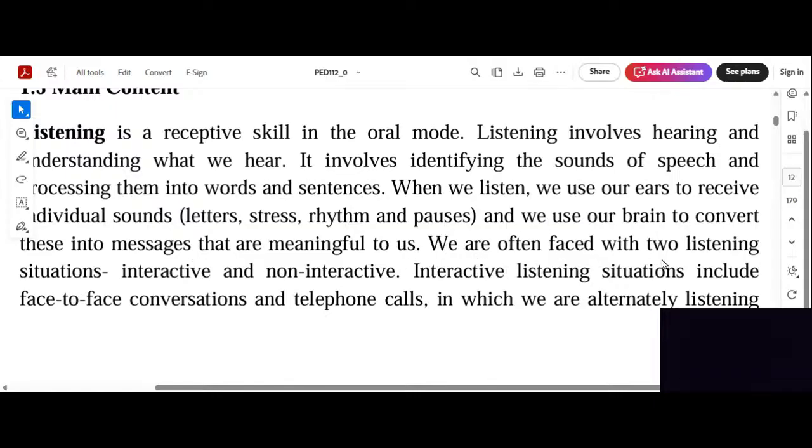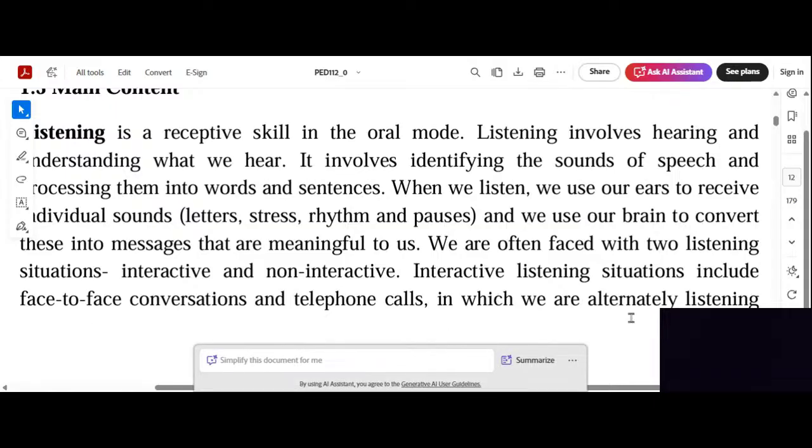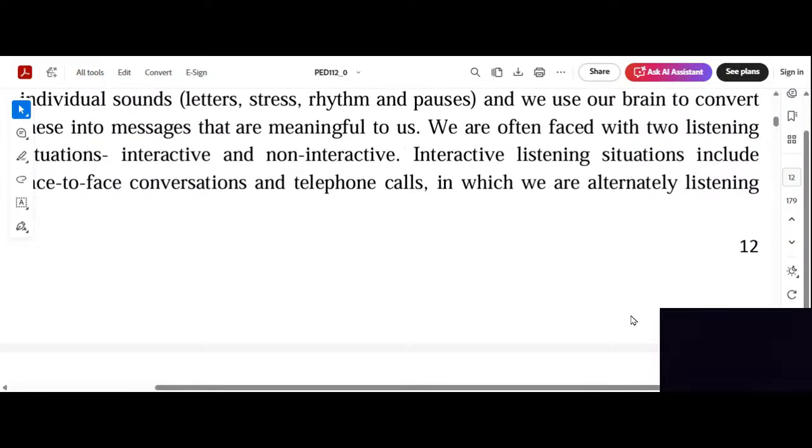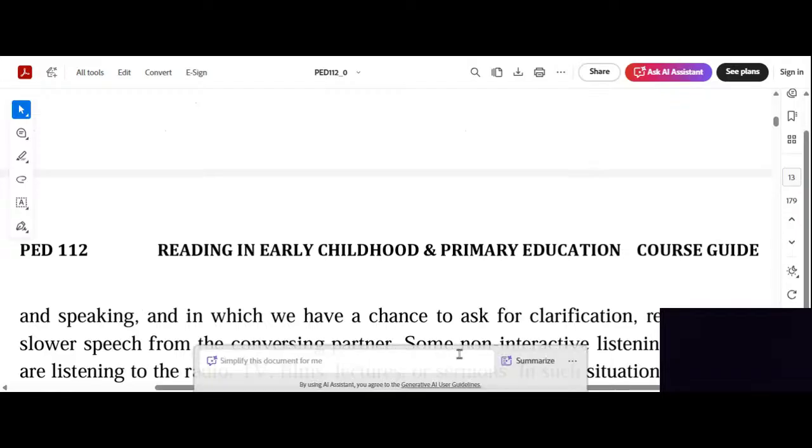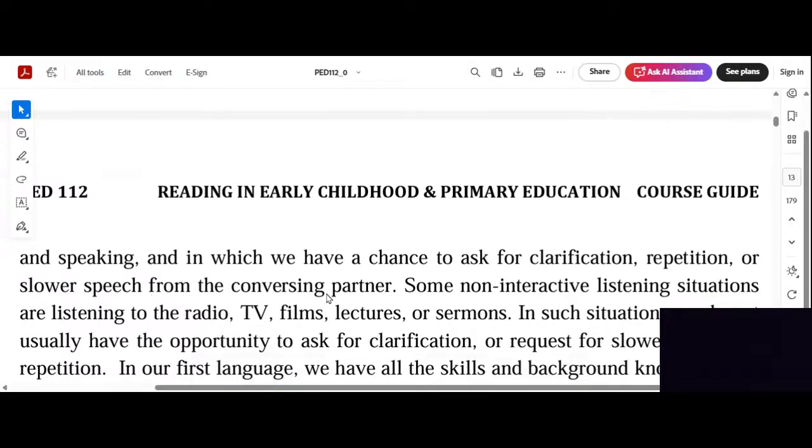We are often faced with two listening situations: interactive and non-interactive. Interactive listening situations include face-to-face conversations and telephone calls in which we are alternately listening and speaking, and in which we have a chance to ask for clarification, repetition, or slower speech from the conversing partner. Okay, let's stop there.